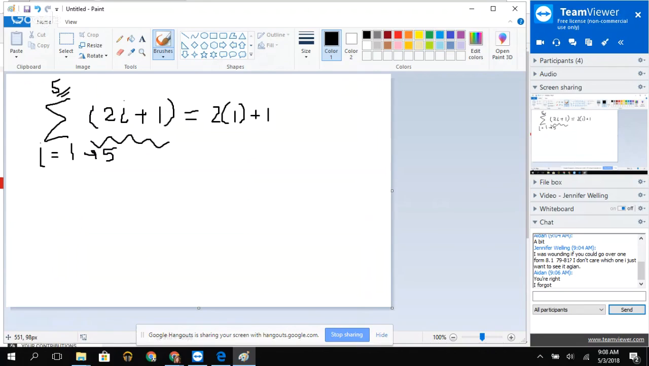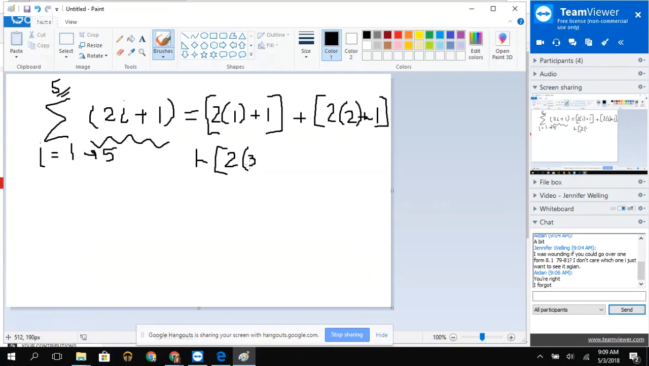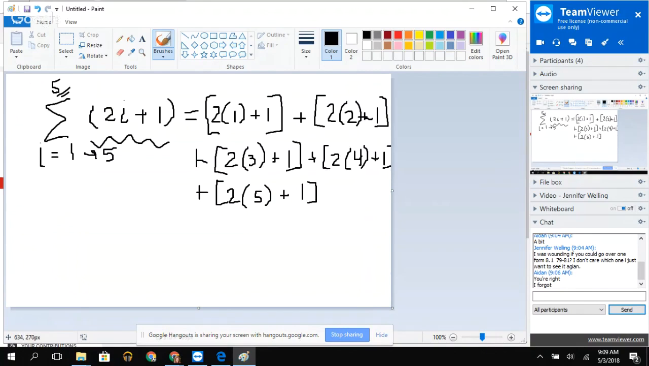So that's going to be my first value. Then I'm going to add 2 times 2 plus 1. I'm going to add 2 times 3 plus 1, 2 times 4 plus 1, and 2 times 5 plus 1.